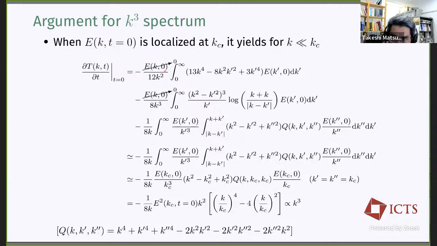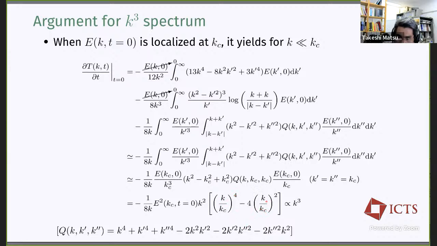For this wave number K, the initial energy spectrum is basically 0, so we can ignore this term, and this term also. The third term is the most interesting non-local contribution for the energy transfer, and let's evaluate this integral. For the argument for the wave number in the integrand, we just put the Kc. Other than Kc, the energy spectrum is 0. So K prime and K2 prime is Kc, just a simple substitution. And then this Q is given in this way, and with simple algebra, we arrive at this expression.